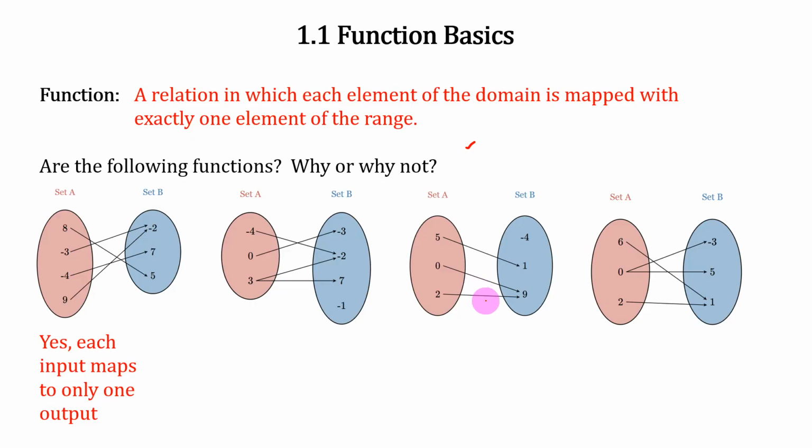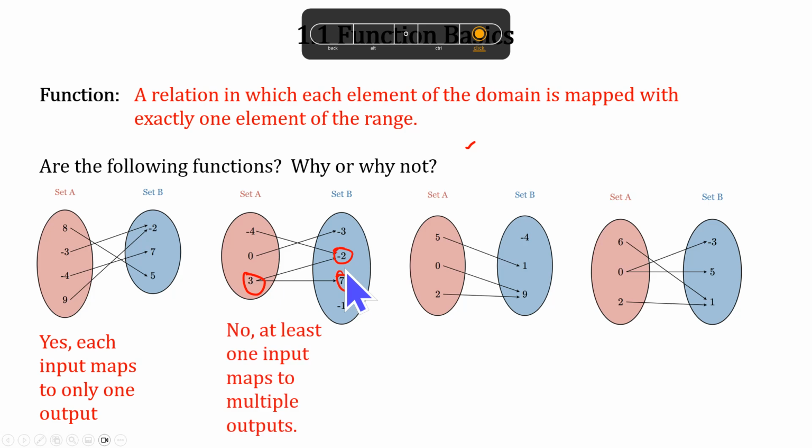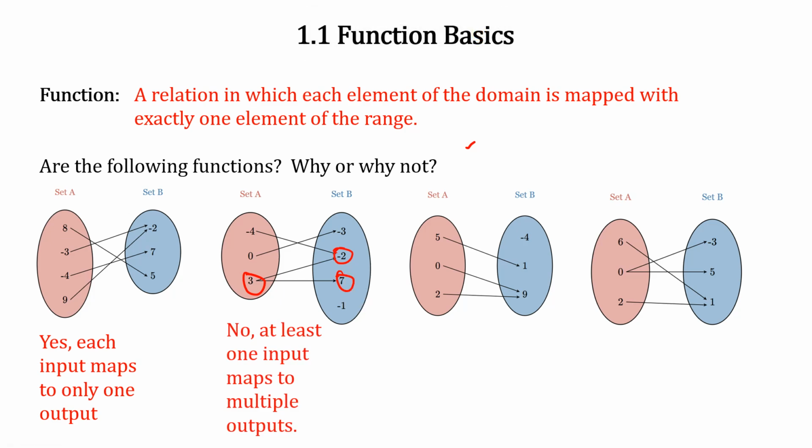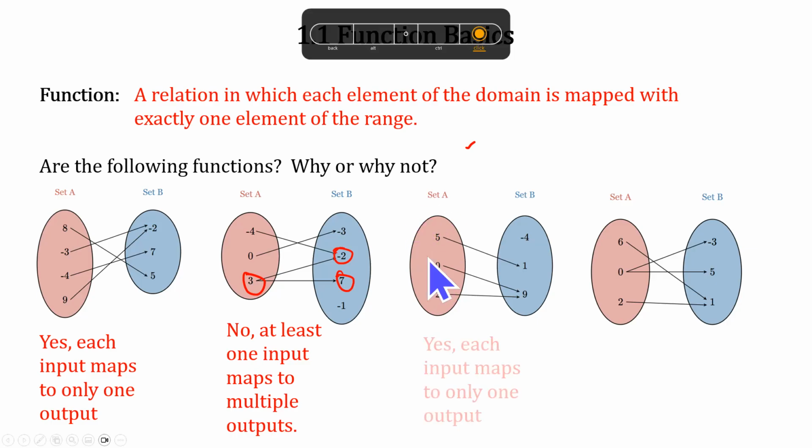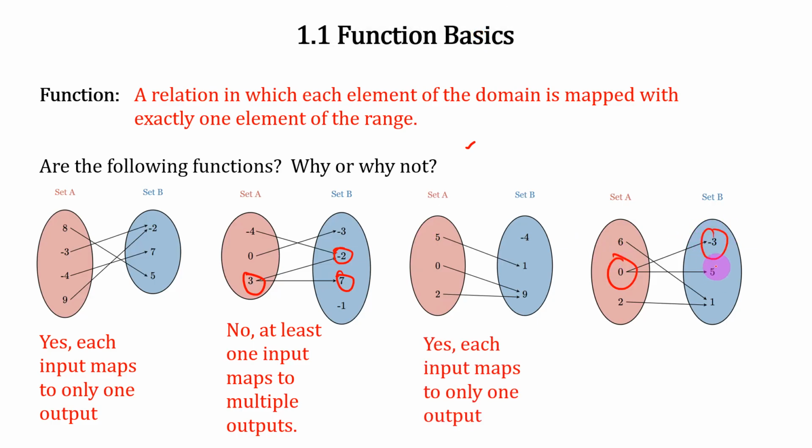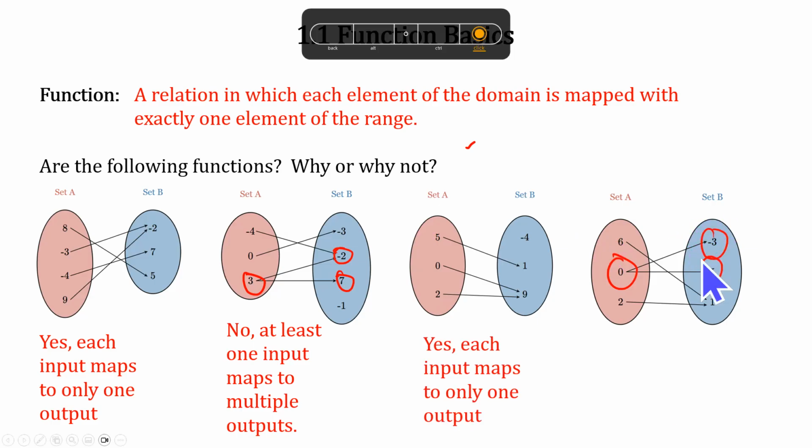Here's where we get the problem. 3 goes to both -2 and 7. So no, at least one input maps to multiple outputs. Here, 5 only goes to 1, 0 goes to 9, 2 goes to 9. Even though this -4 is out by itself, nothing over here goes to more than one place. Here, 0 goes to both -3 and 5. So that is not a function.